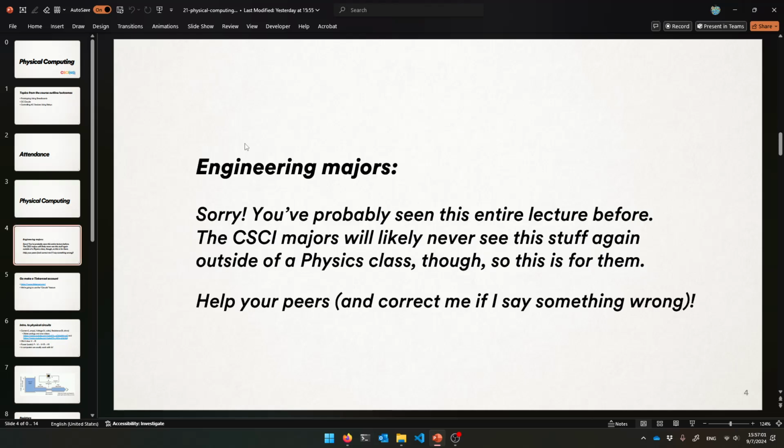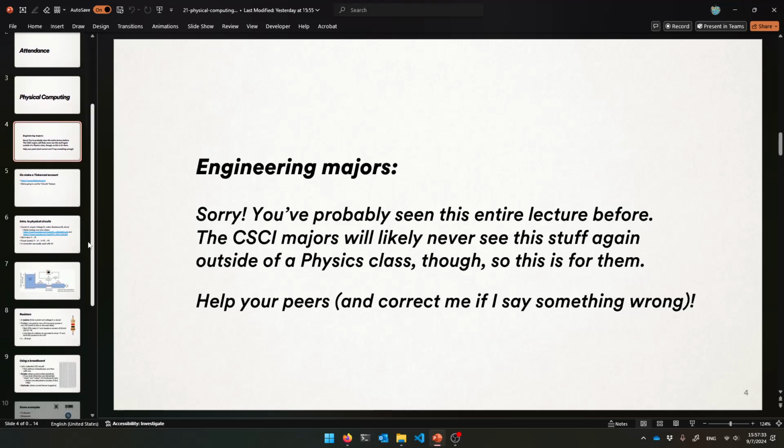I do want to say, if you're an engineering major or you've just taken a lot of physics classes, you have probably seen this lecture already, okay? Especially if you're a computer engineering major. But the computer science majors in the class will probably never ever see this information again unless they take a fancier physics class. So this is definitely for the CSCI majors in the house tonight. And if you know all these things already, please help your peers over Discord and all that. And do yell at me if I ever say something wrong, because I am just a lowly computer scientist. I am not well versed in these things.